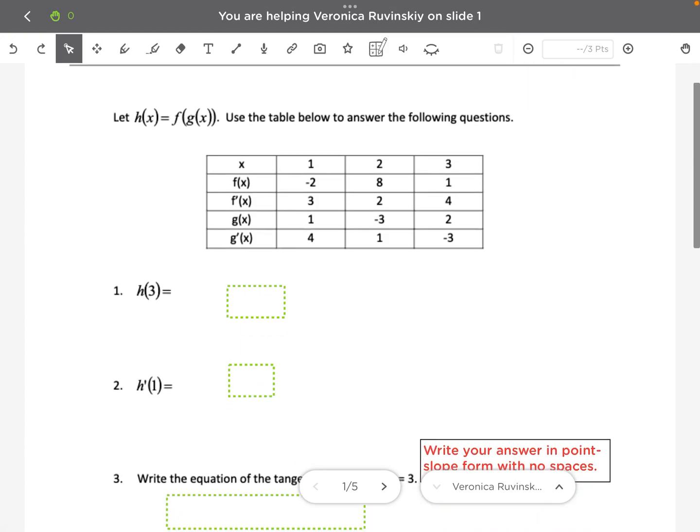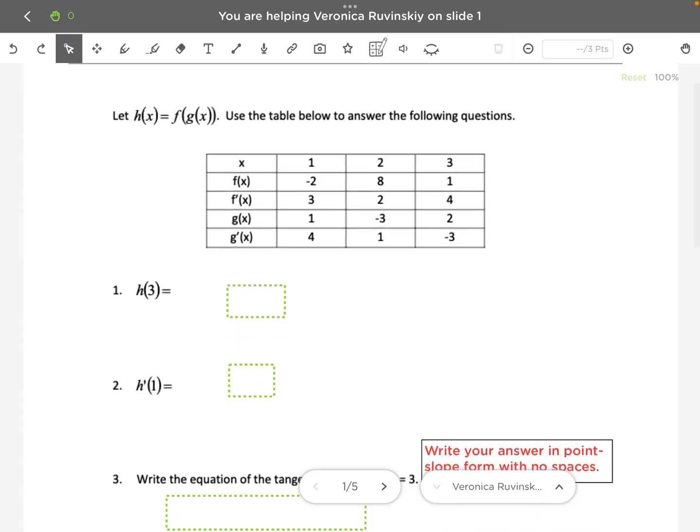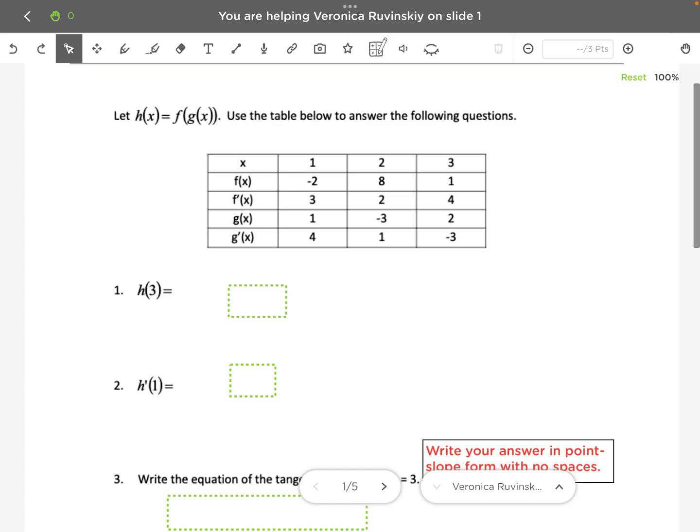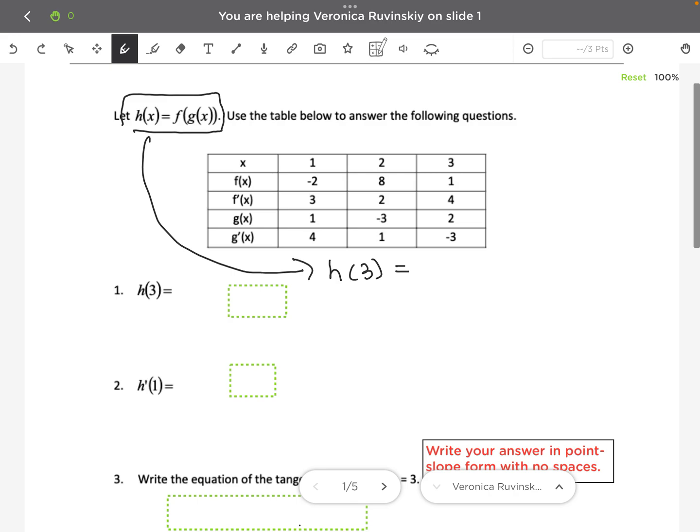Okay, on this first slide, we are given a bunch of values for f of x, f prime of x, g of x, and h of x. It is also telling us that h of x is defined as f of g of x. So first of all, we need to find h of 3. All I'm going to do is plug in 3 for wherever the x is in what they define for us. So h of 3 would be the same as f of g of 3.